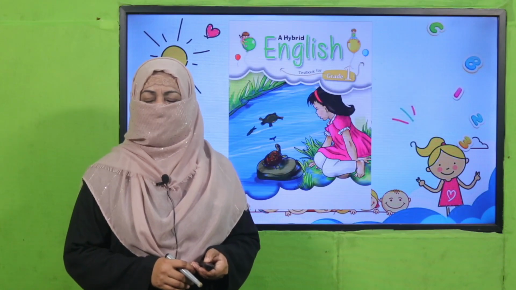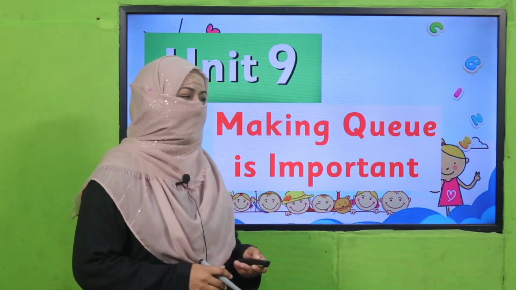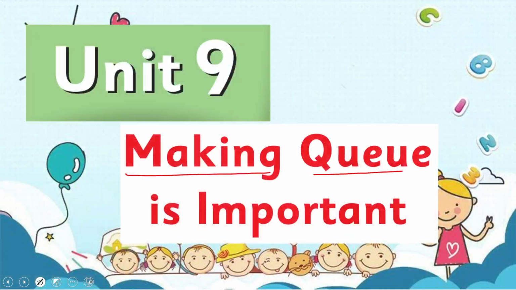That is English for grade 1. We are learning Unit 9. Its title is Making Q is Important.